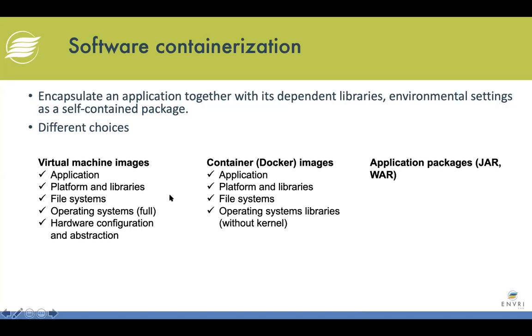And the difference is, it has application information, platform library information, and also file systems. But remember, the operating system part, they don't have the entire operating system. They only have these operating system libraries, a very small, very light part. The kernel part, they left it out because they think the environment, the system, should provide it.